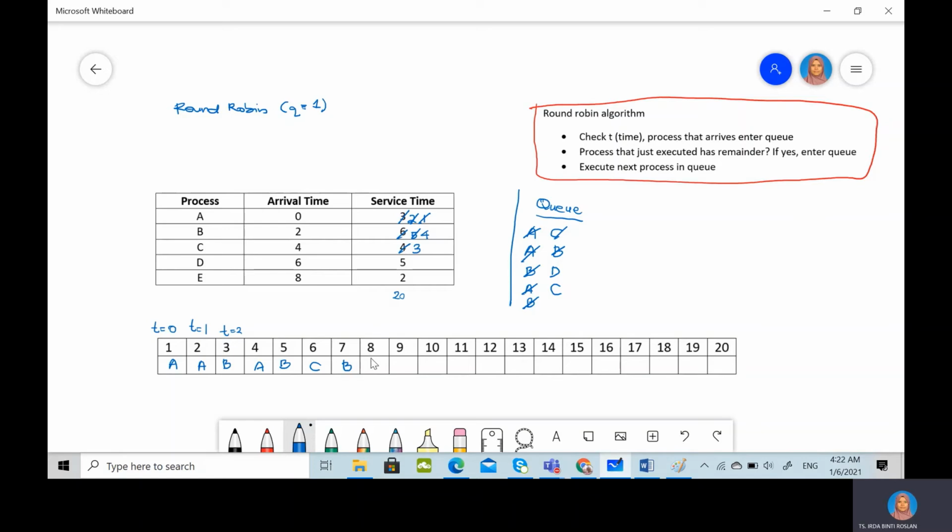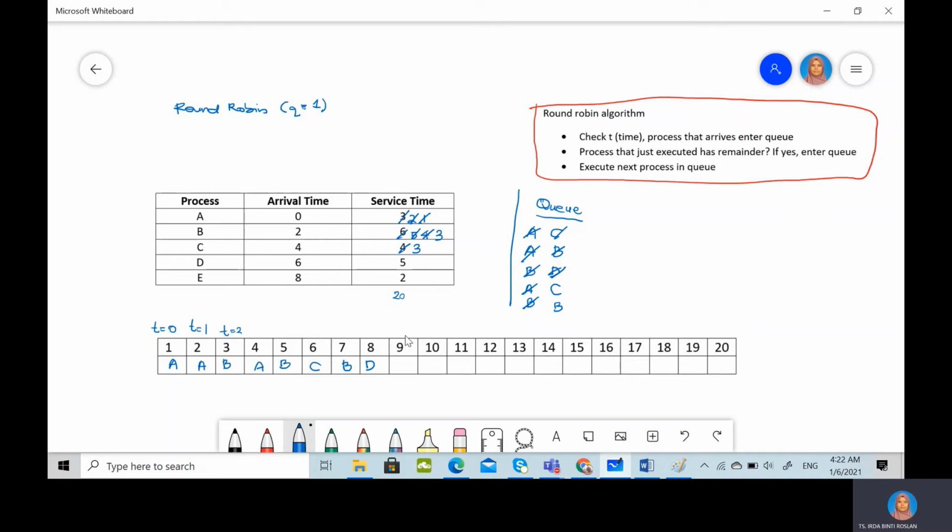So this is t equals 7. No new process, so we continue. We check whether B has any remainder or not. B has remainder 3. Put it in Q. And then execute the next process, D.